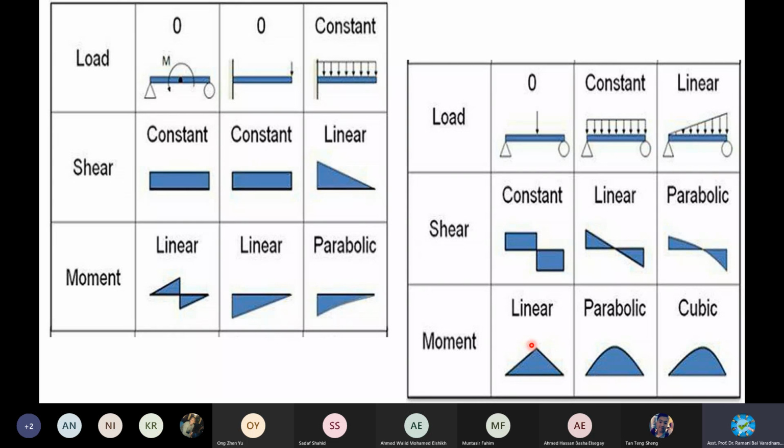There is some distance, some distance, some distance. That's why you have moments here. At this point, no distance, 0. And then here, constant UDL. I already told you, similar to this one, we can have the explanation for shear force and bending moment.